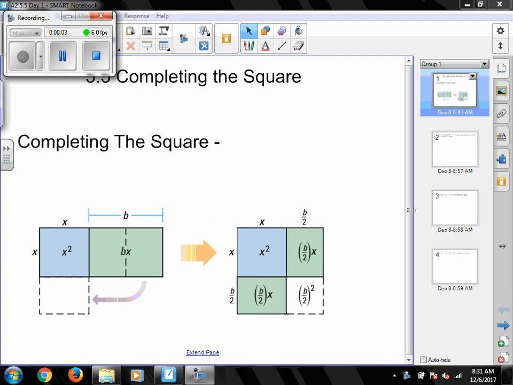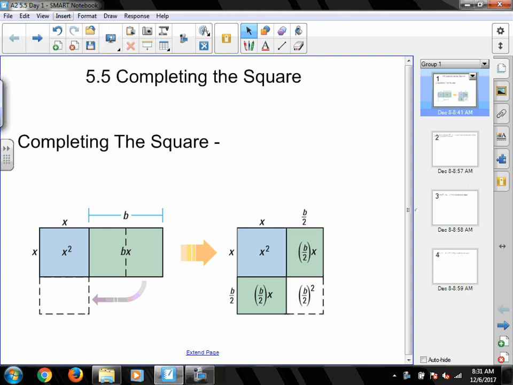Hi everybody, welcome back. We are going to talk about section 5.5 today, and we're going to talk about completing the square. This is going to give you another method to solve quadratic equations.